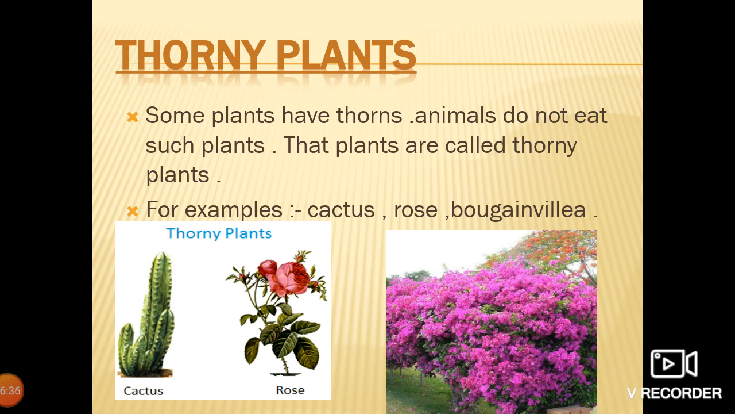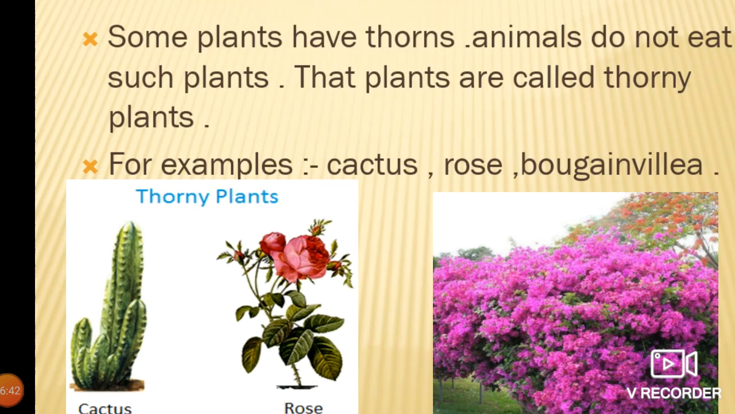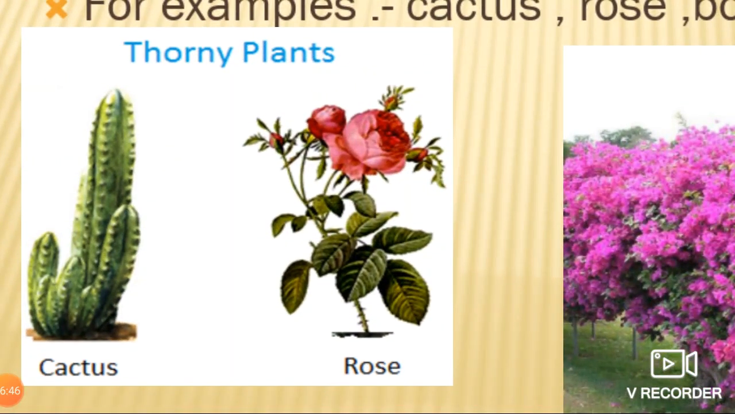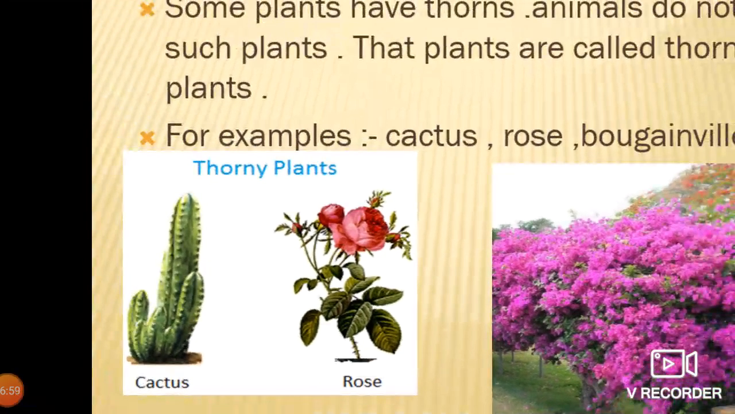The next is thorny plants. Thorny means there are thorns present in the plants. As you can see in this example, these are thorns. Some plants have thorns. Animals do not eat such plants. Such plants are called thorny plants. Examples of thorny plants are cactus, rose, and bougainvillea.